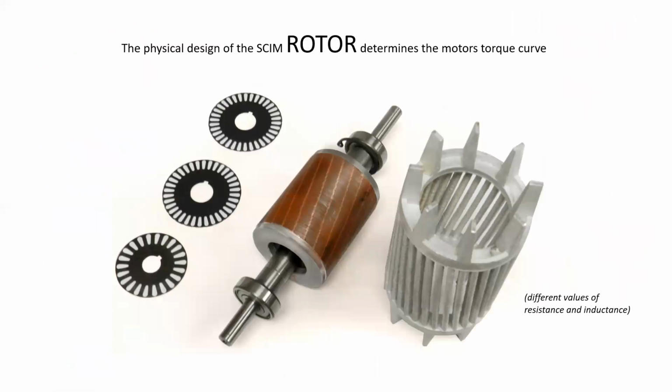Now, how can that be changed? Well, the physical design of the SCIM rotor determines the motor's torque curve. And depending on how I construct it, I can get different values of resistance or inductance. And as the motor is run, that will lead to different curves.